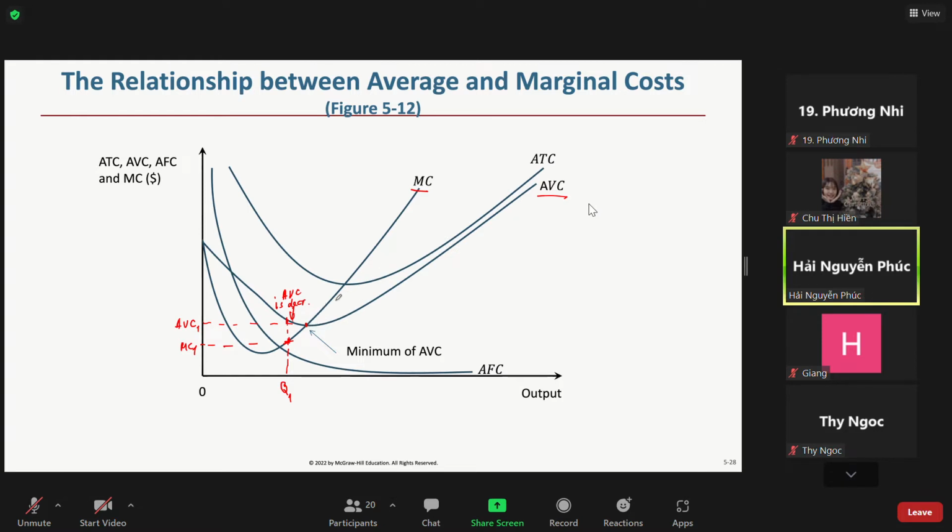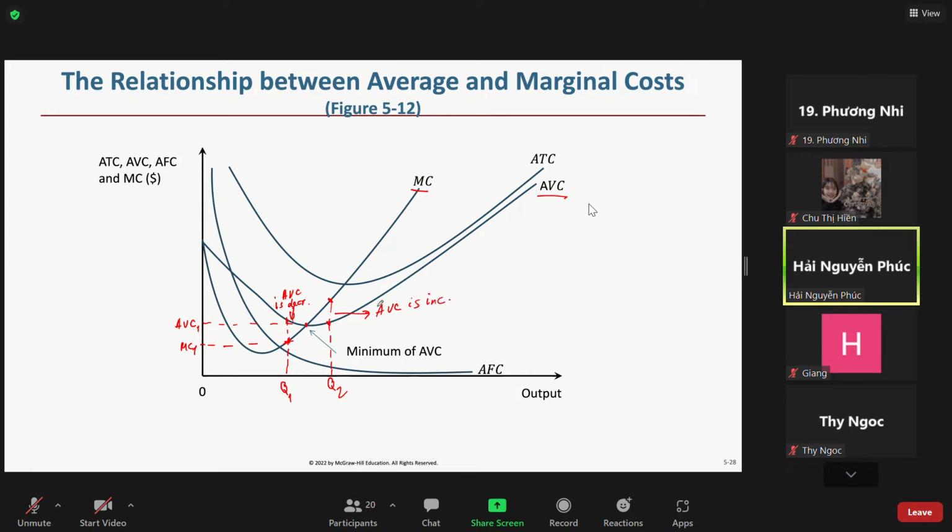All right. At this point, at Q2, for example, here we have MC greater than AVC, right? And what does it mean? It means that AVC is increasing, right?